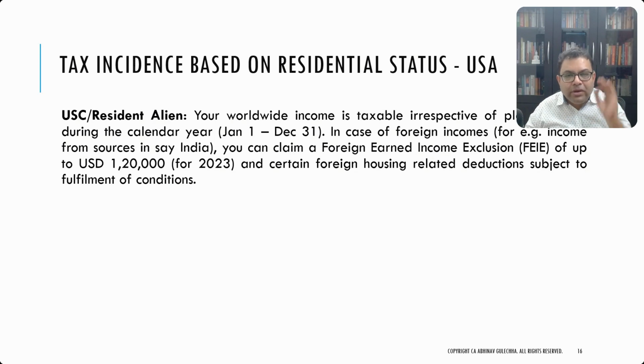Now, in case of foreign incomes, for example, you qualify as a US citizen, but you have certain incomes from India, or certain incomes in China, there is a specific foreign earned income exclusion, FEIE, which you can claim up to US dollars 1,20,000, which is the limit for 2023, and certain foreign housing related deductions you can claim in your tax return. There is a specific tax return you will need to fill, and you can claim these deductions. The main point is that if you're a citizen or a resident alien, the worldwide income gets taxed, so the tax implication is much more.